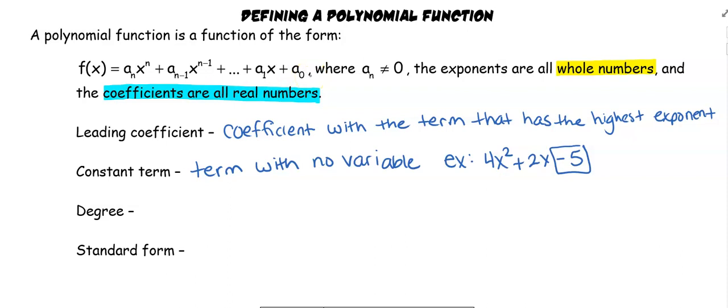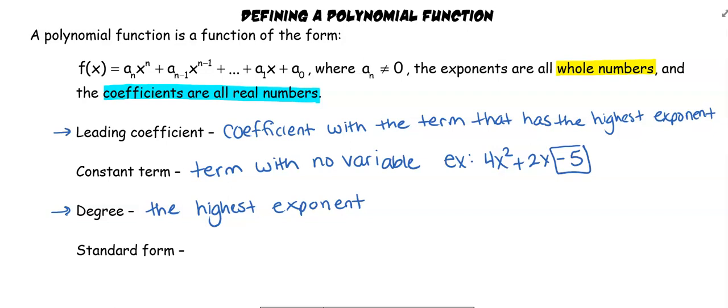Next in the polynomial equation, you have the degree. The degree is the highest exponent. So if you look along all of the terms in your equation, you're going to look for the one that has the x with the highest exponent. Whichever term has the highest exponent, that's the degree. And remember, the leading coefficient is the coefficient with that highest exponent, which is the degree. So the leading coefficient goes with the degree.